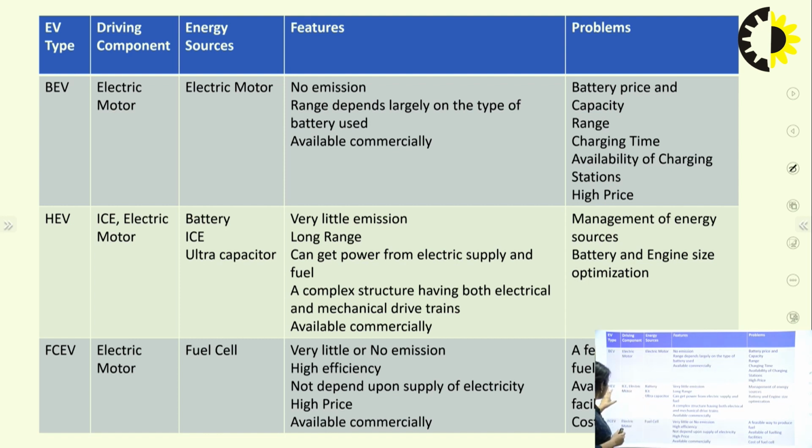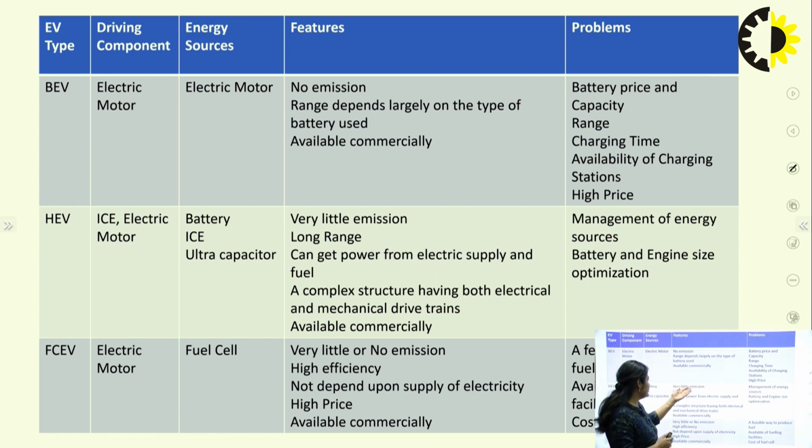Now, if we come to the hybrid electric vehicle, the driving components are, as I said earlier, the electric motor and the IC engine, and the energy sources are the IC engine as well as the battery. The battery is used to power the motor, and the combustion process takes place with the help of the IC engine, and it will power the transmission system.